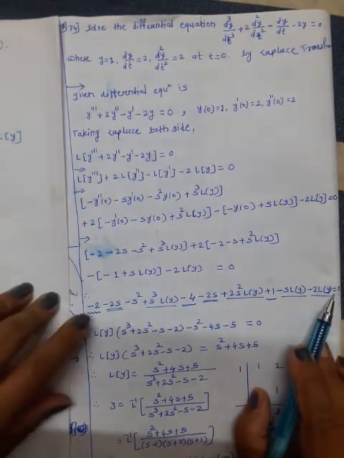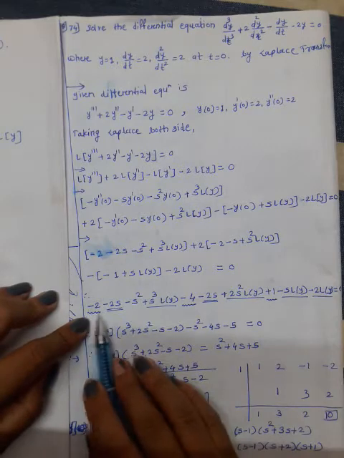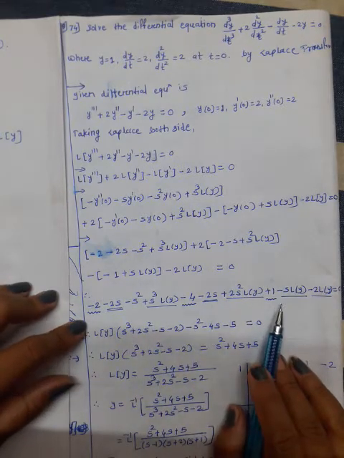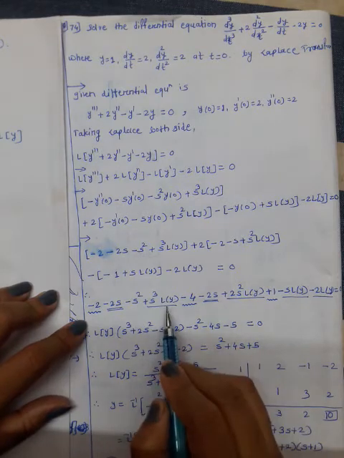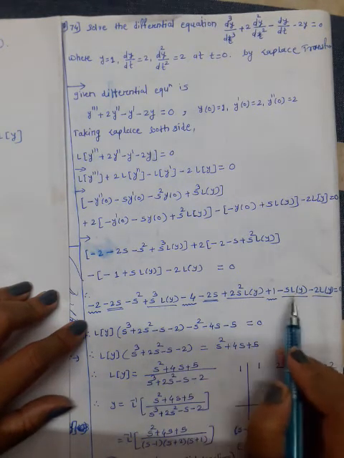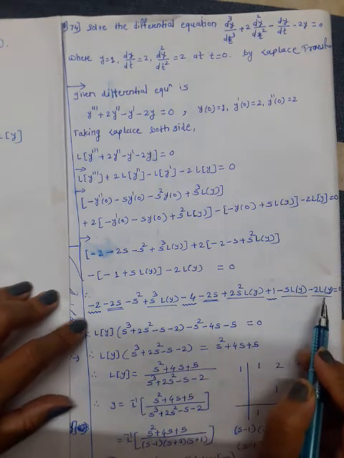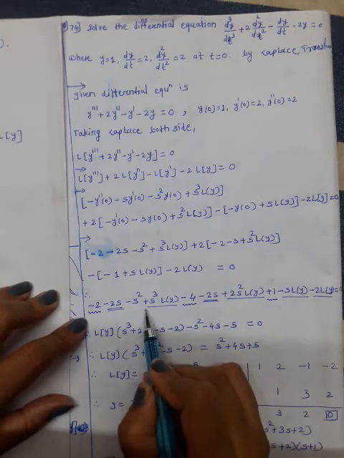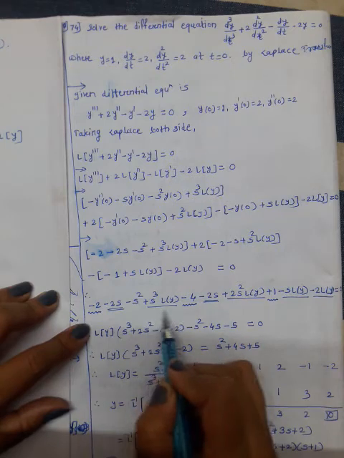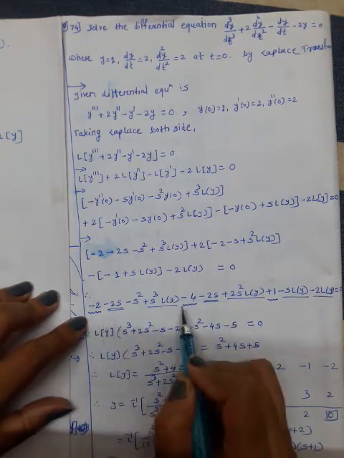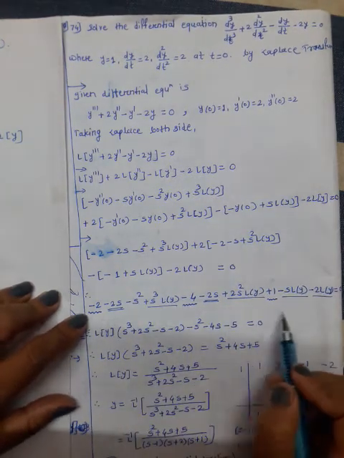Now we have to simplify this by underlining the same terms, in which L of y terms are there. Here L of y is there, here L of y, here L of y, and here also. Just underline those terms by a single underline. Then the s terms are there and the constant terms are there. Underline all those terms.